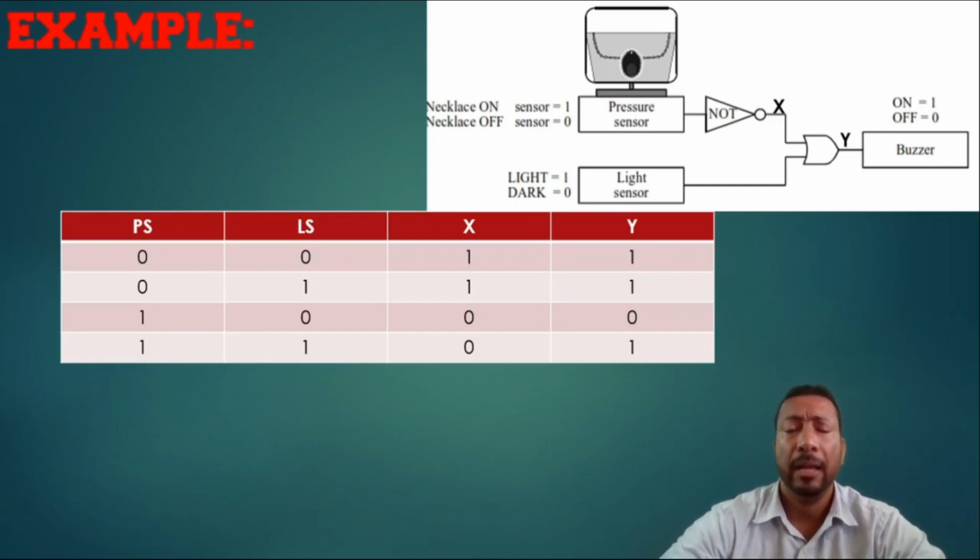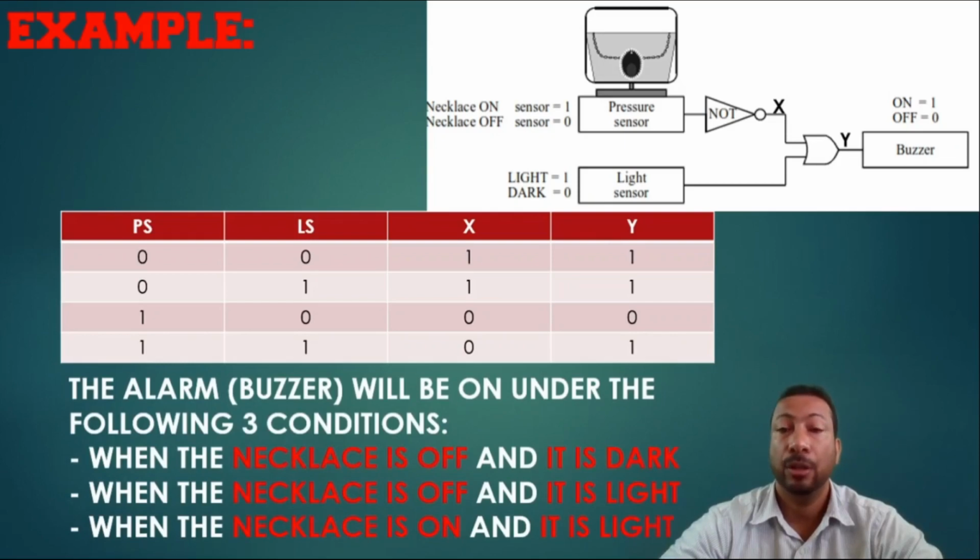Now the output Y, its inputs are X and the light sensor, and it's an OR gate. So we add those. So we look at LS and the X column. 0 plus 1 is 1, 1 plus 1 is 1, 0 plus 0 is 0, 1 plus 0 is 1. So under what conditions will the buzzer ring?